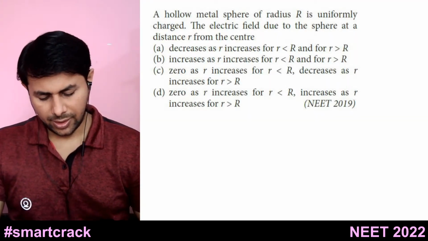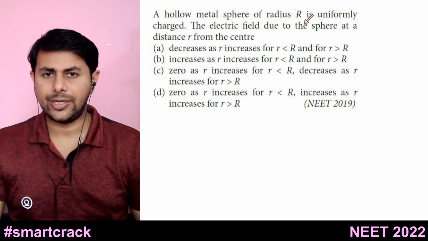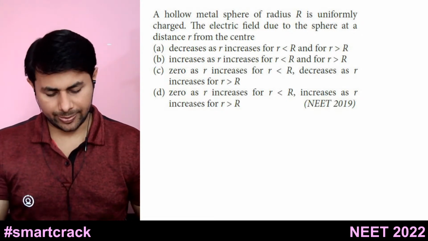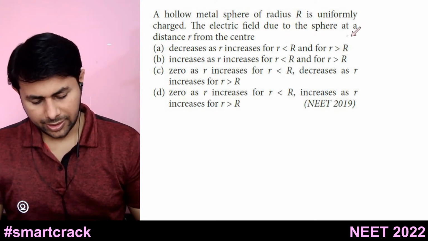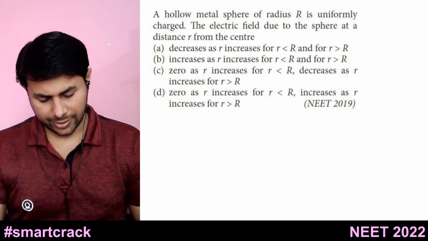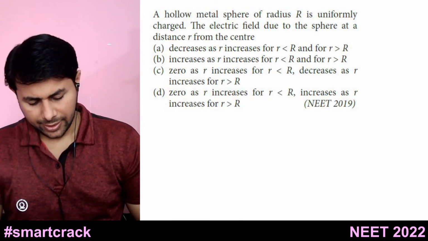Okay, very simple. Next question. A hollow metal sphere of radius r is uniformly charged. Hollow metal sphere. Okay, a spherical shell. The electric field due to the sphere at distance r from the center. Okay, so yeah, this is straightforward.